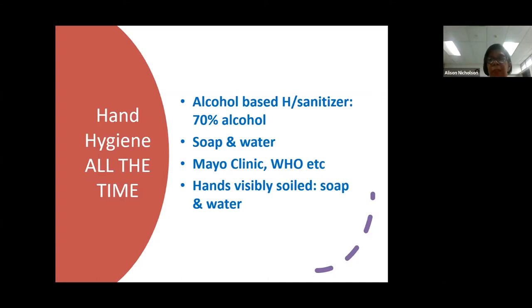Now, I know that persons are hung up on soap and water because that's the traditional method. However, you can clean your hands using alcohol-based hand sanitizer with alcohol concentration being at least 70%. Many of the bottles that you will purchase from the pharmacy have a 65% alcohol concentration. That can work, but the next time you buy one, just look at the back to see the alcohol concentration and opt for one that's 70% or higher.